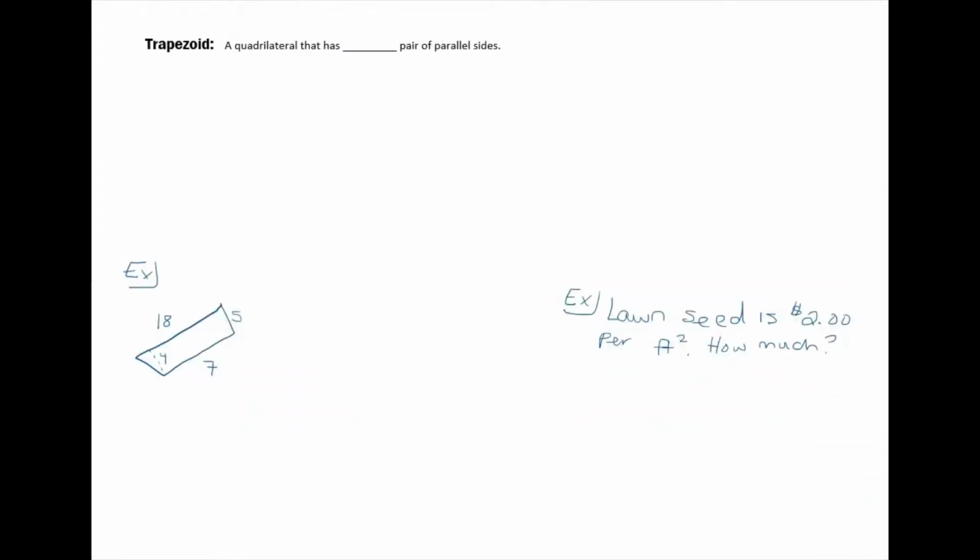Let's go over a trapezoid. A trapezoid is a quadrilateral. Okay, remember, a quadrilateral is just any shape that has 4 sides, right? And that has 1 pair of parallel sides.